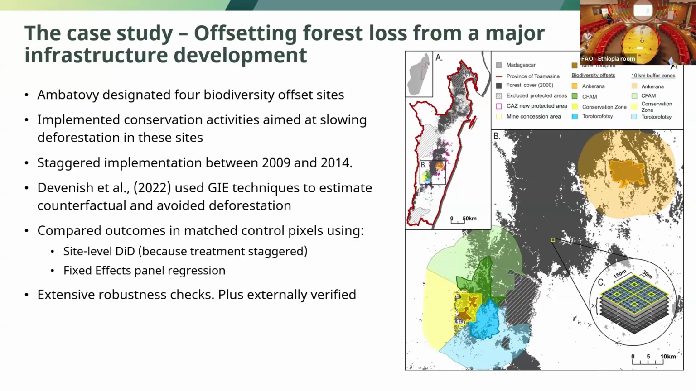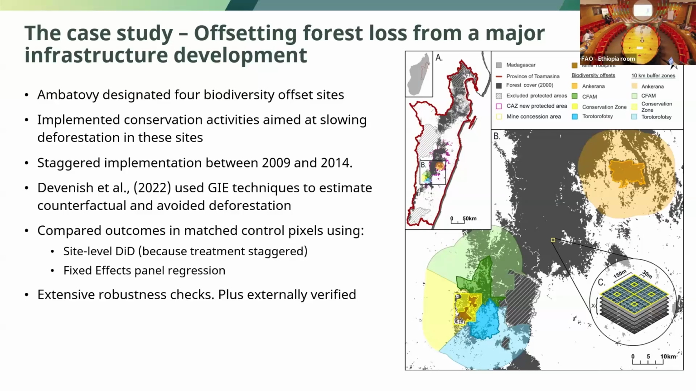So, in order to offset biodiversity loss, the company designated 4 biodiversity offset sites. This is the mining footprint. This is one of them. This is the second, and then the 4th one's up here. Okay. And in these sites, in combination with local NGO partners and international NGOs, they implemented conservation activities and land use restrictions to try and slow deforestation, which in this region is mostly driven by shifting agriculture.